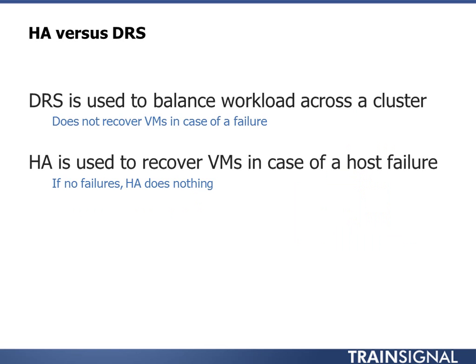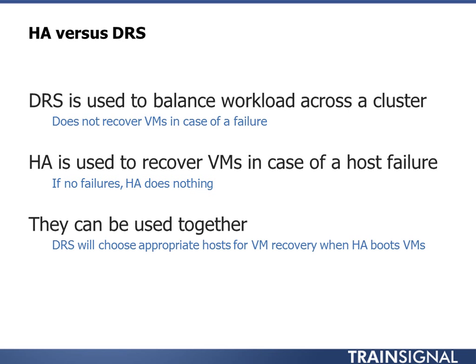Pretty simple. HA is used to recover VMs in case of a host failure. Host 3 dies, the VMs that lived on it are restarted on the surviving hosts. If there's no failures, HA does nothing. It does its election, figures out who's a master, figures out slave nodes, keeps an eye on each other, makes sure that I hear from you and you hear from me and we're all healthy. But as far as actively touching VMs, it doesn't do anything when everything is good.